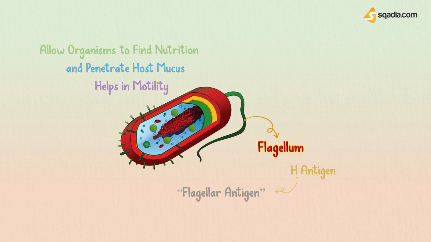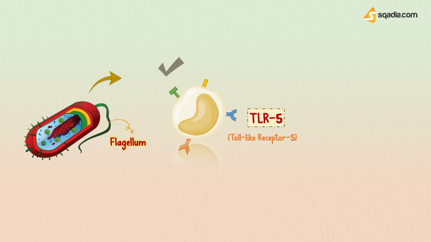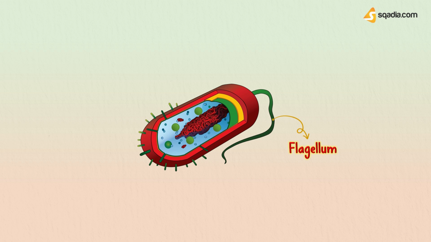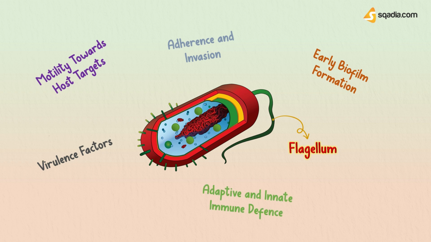Some flagellar proteins activate the toll-like receptor, TLR5, as TLR5 recognizes an evolutionarily conserved site on bacterial flagellin that is required for flagellar filament assembly and motility. So the bacterial flagellum affects bacterial virulence in various ways. That is by providing motility towards host targets and by promoting adherence and invasion, promoting early biofilm formation and thus bacterial survival, secreting virulence factors, and triggering the adaptive and innate immune defense.